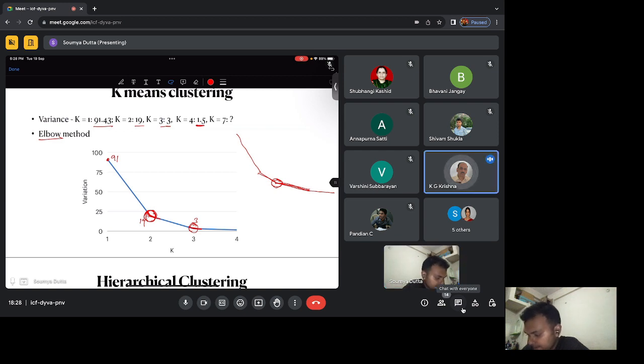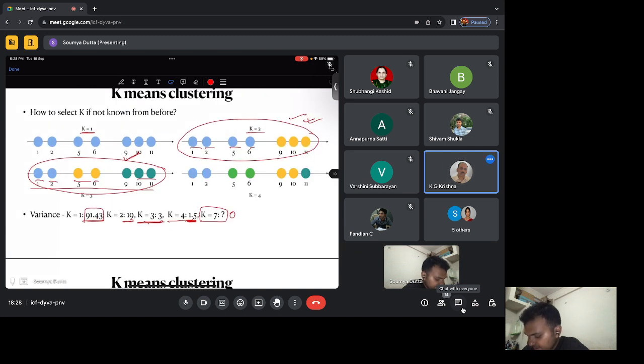Sir, that variance means we have to add up the variance of individual clusters? Yes. So if you have 5 clusters, calculate the variance of each cluster and then add up all of that. Add up all of them. Yes.